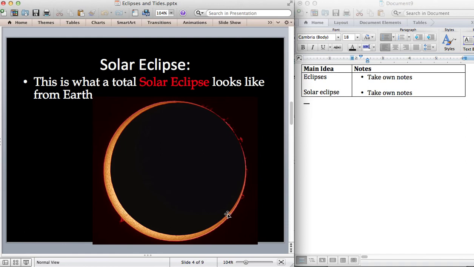This is what a total solar eclipse will look like from Earth. This big dark circle here is the moon. This is a new moon, obviously, since it's between the sun and the Earth, and the moon has moved in front of the sun. You can see these solar flares that show up. It's pretty sweet. We'll talk about the sun later this week and what all that cool stuff is. So that's a solar eclipse.